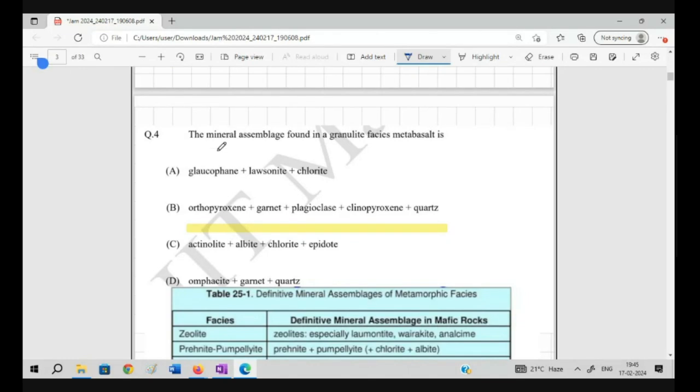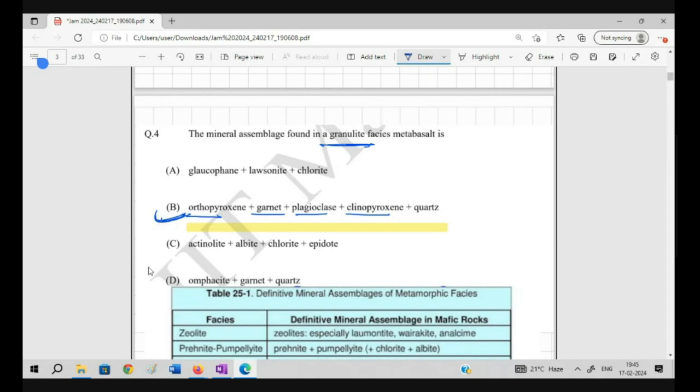You can see it is asking what is the correct mineralogy of granulite facies. Okay, so if a metabasalt undergoes granulite facies of metamorphism, then what type of mineral assemblage can we expect? It is a direct question, I think, because if you remember the characteristic minerals of granulite facies, these are orthopyroxene, garnet, plagioclase, clinopyroxene. Yes or no? These are the characteristic minerals of granulite facies. So option B will be the correct answer.